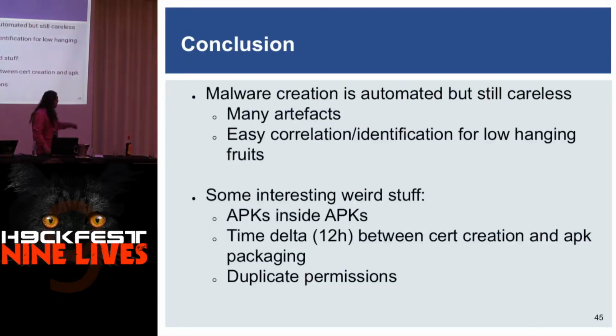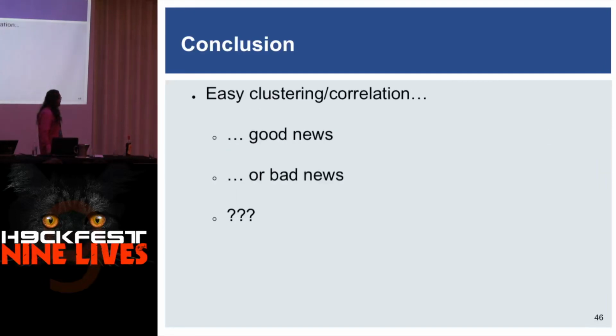So, conclusion: we can easily extract weird or interesting stuff to do correlation. It's low-hanging fruit. There's weird stuff: APKs inside APKs, the 12-hour gap, duplicated permissions. So we can do easy clustering. Is this a bad thing or a good thing? Well, it's good news because it's fairly easy to wrap them all up and detect them or whatever. We can get better easily.